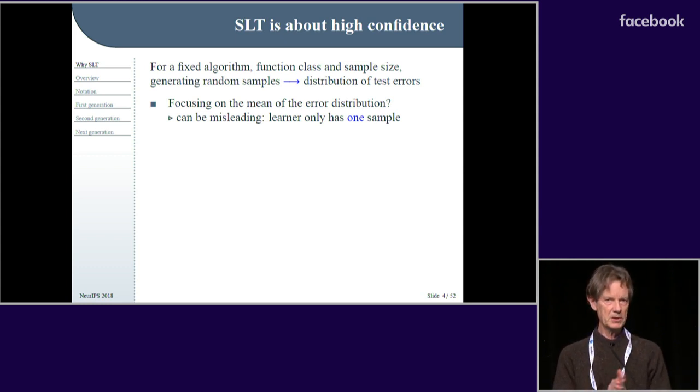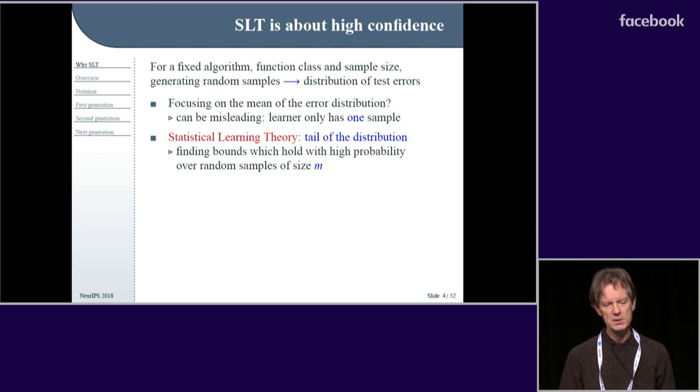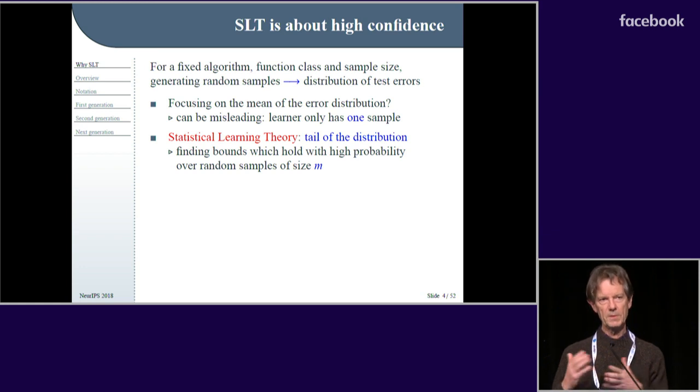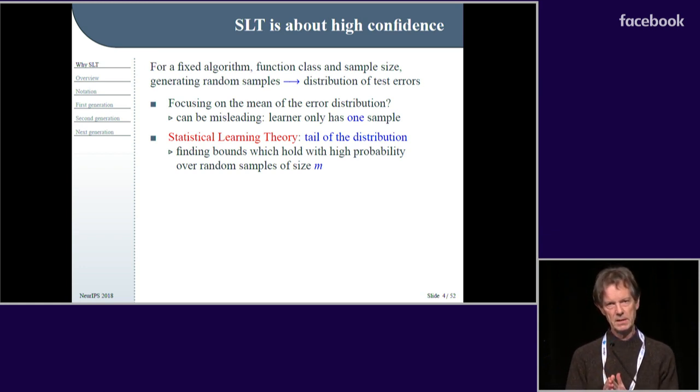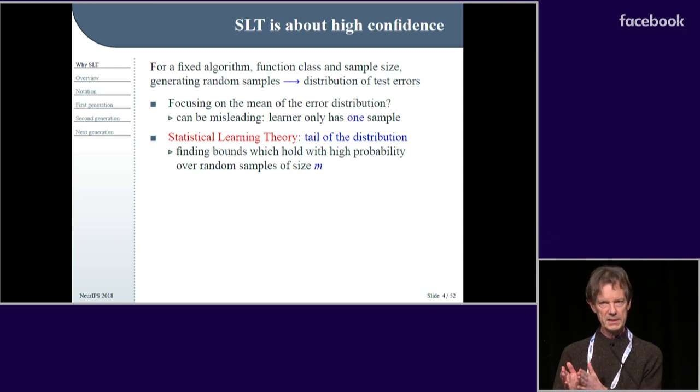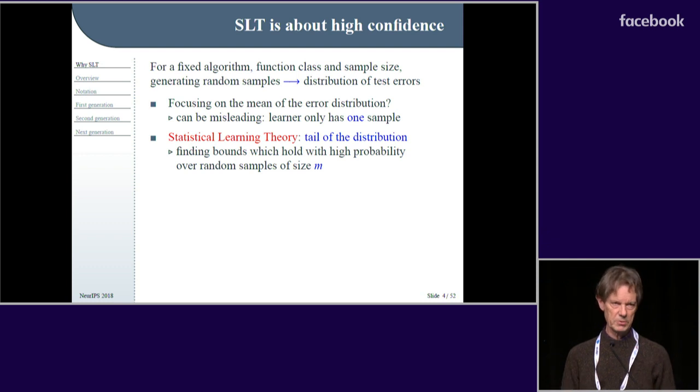And so the mean of that distribution may not be much use to us. What we want to know is how we perform on our training set. And this is what statistical learning theory is attempting to do. It's looking at the tail of the distribution and finding bounds which hold with high probability over the random sample of training data. So we want to be confident of the performance that we're going to get. In that sense, it's called worst case performance, but I think that term may be misleading, and we'll come back to it in the following slides.